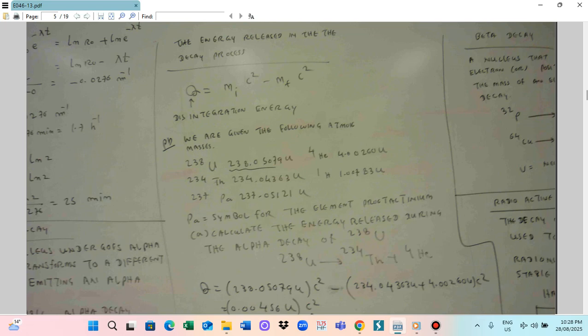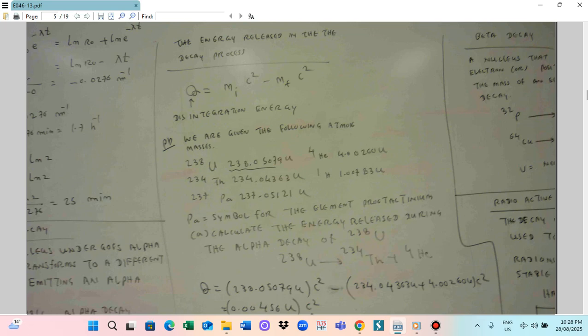The energy release formula is Q equal to Mi c² minus Mf c², where Mi is the initial mass multiplied by the light velocity squared, and Mf is the final mass multiplied by the light velocity squared. So we calculate Q. The initial mass Mi is 238.05079 u times c².